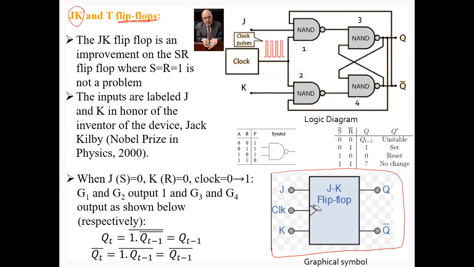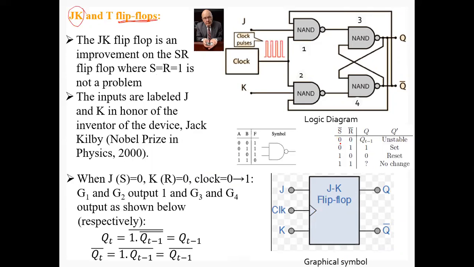So the JK flip-flop works when the clock goes from low to high. When the clock goes from low to high, the JK flip-flop works. So that means it's a positive trigger, right? So the clock is connected here at the positive trigger, it works. That's the meaning. Then you have J, the input, and K also the input. You have Q and Q bar, the output. Okay, this is the graphical symbol of the JK flip-flop.